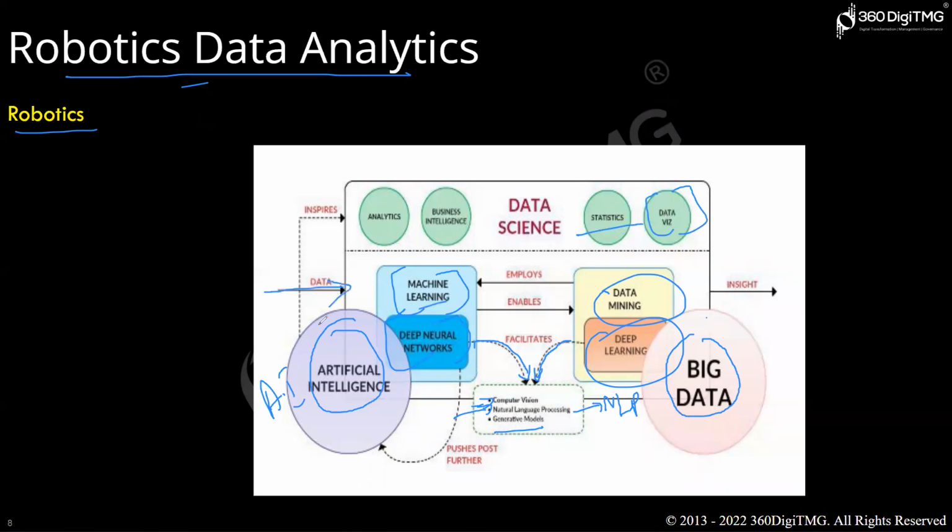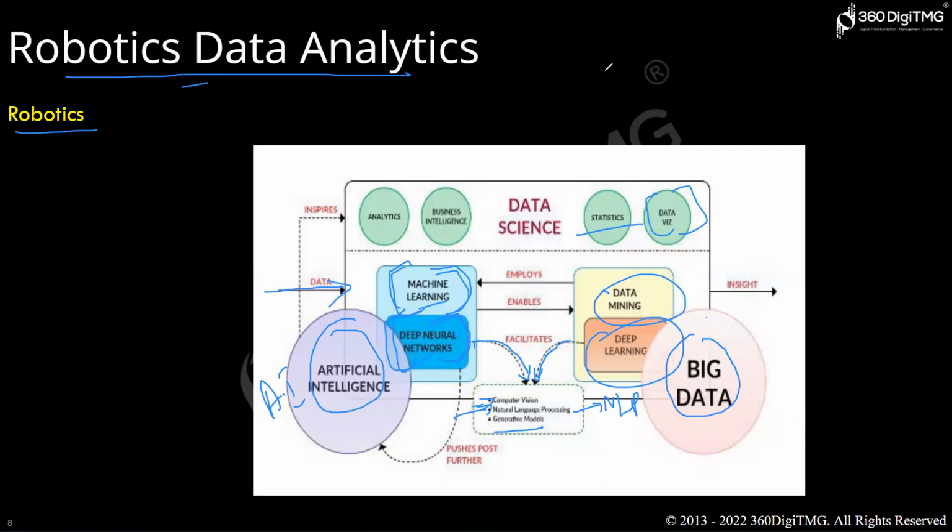I'm going to give the data to the artificial intelligence. It's going to perform analytics and business intelligence, do some machine learning, take deep neural networks, and enable data mining and deep learning, and we're going to get the big data. After combining everything, it's going to give us computer vision, NLP, and generative models. And at last, we're going to get the insights. I hope it is clear how we use this diagram for data science using robotic analytics.